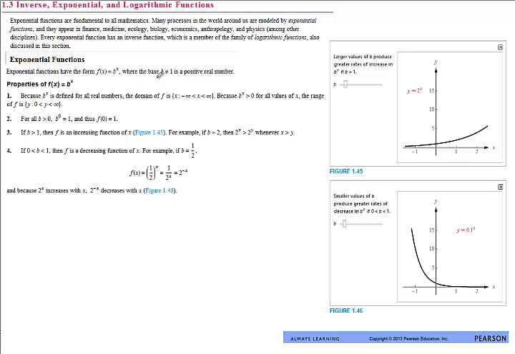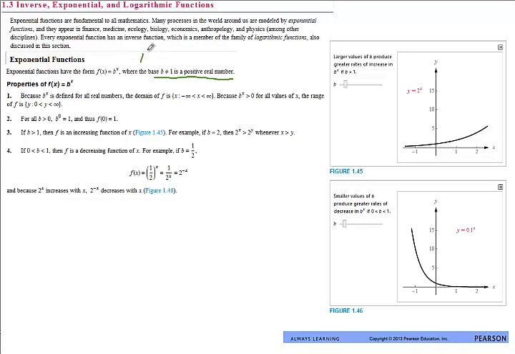They tell me that the base b can't be 1 and has to be a positive real number. So what does that mean? Why can't it be 1? Now, what we're looking for with these exponential functions is we're looking for them all to have the same general shape. And they do. So if b were 1, let's just look at that.